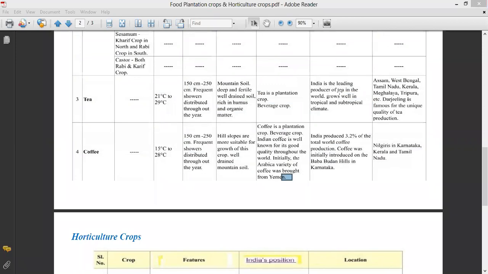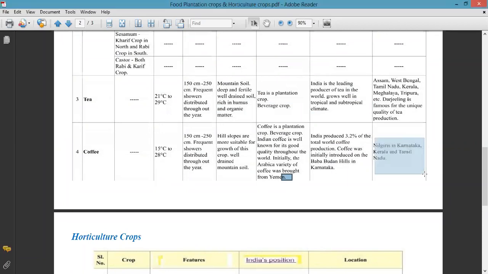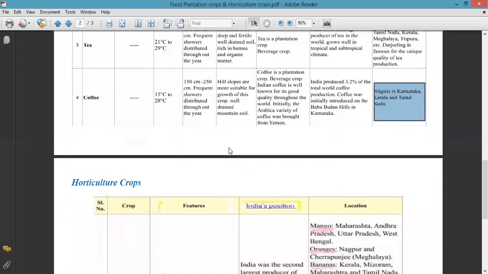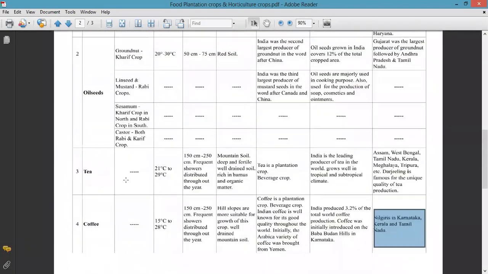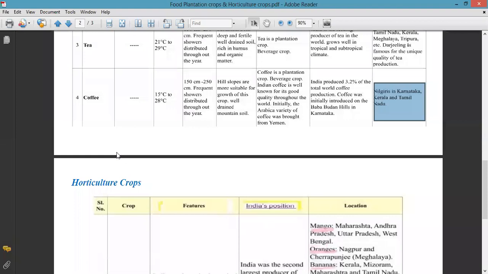But tea grows in most of the Indian states. But coffee is not like that. Coffee mainly grows only in Western Ghats, that too in Nilgiri Hills, in Malabar coast. Okay. These are all about food plantation crops: sugarcane, oilseed, tea, and coffee.